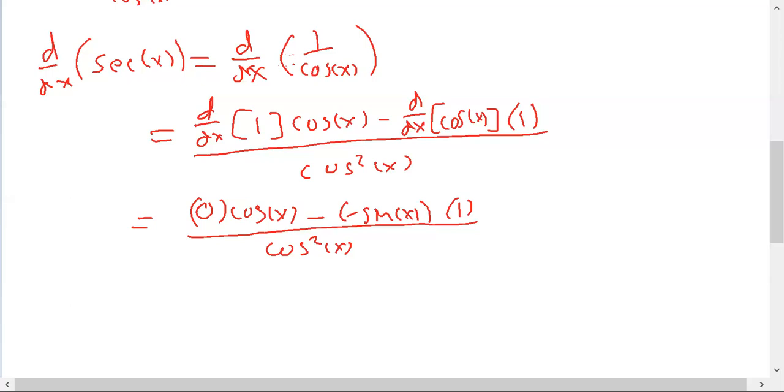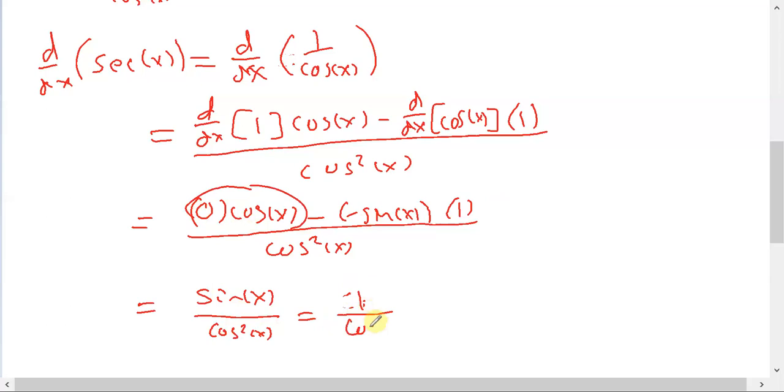So now the derivatives are done, and it's a matter of trying to simplify this. Well, this first term's 0. I got a double negative here, so I end up with sine over cosine squared, which is one way to look at it. But what I'm going to do is open this up as 1 over cosine times sine over cosine. Still sine over cosine squared, written that way. But 1 over cosine is secant, and sine over cosine is tangent.